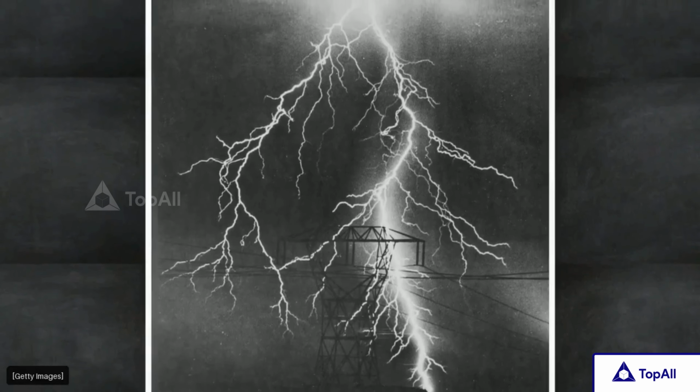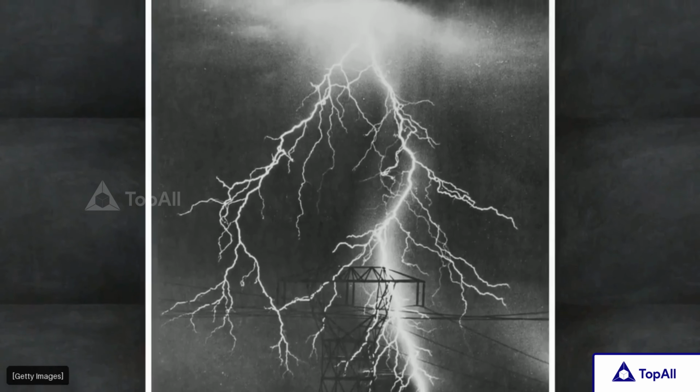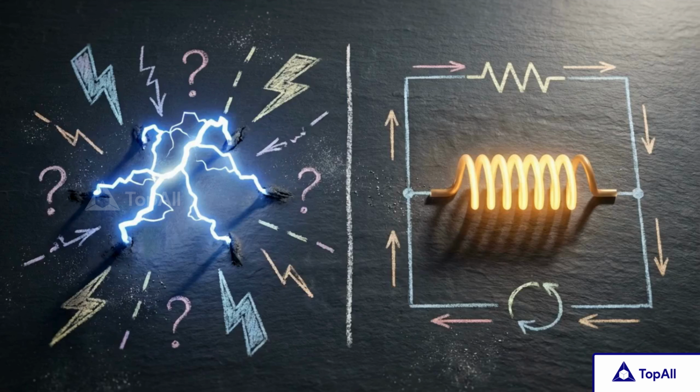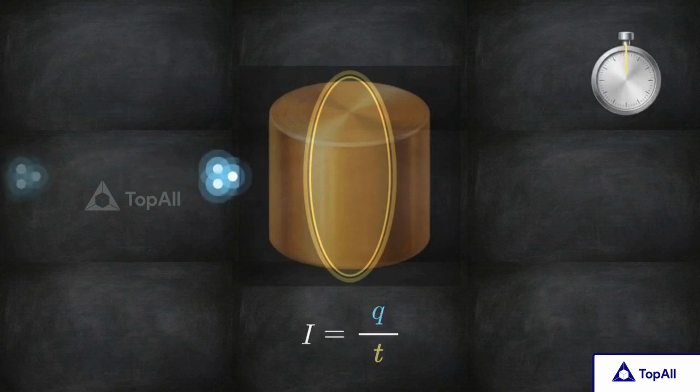A lightning strike releases tens of thousands of amperes in a fraction of a second. It is a chaotic, disastrous equalization of charge between the atmosphere and the Earth. But when that same flow of electrons is controlled, moving smoothly and steadily like water in a river, it powers the modern world. We define this controlled flow mathematically.